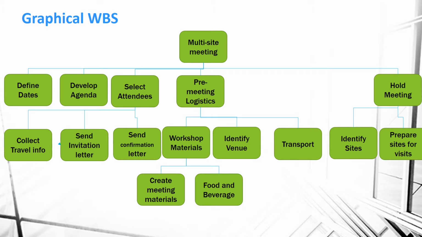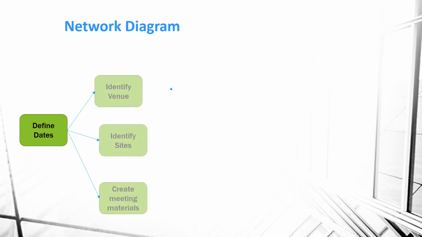Remember, when we developed our work breakdown structure, we continuously added detail to the work that's required to complete my project. Now I'm going to take those activities and put them in order. Using the network diagram, I will first decide on the initial activity that needs to be completed. In this case, I first need to define the dates before I move on. After I've defined the dates, I can now identify the venue, identify the sites, and create meeting materials.